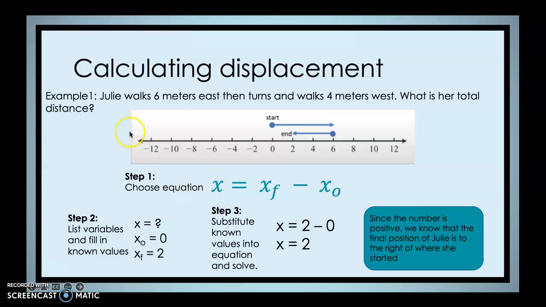So if we go back to our example of Julie walking 6 meters east and then turning and walking 4 meters west, if we want to find the displacement in this case, we have our starting point, which was at 0. So that's going to be my XO, my initial position. I have her ending position is at 2. So that's my final position.